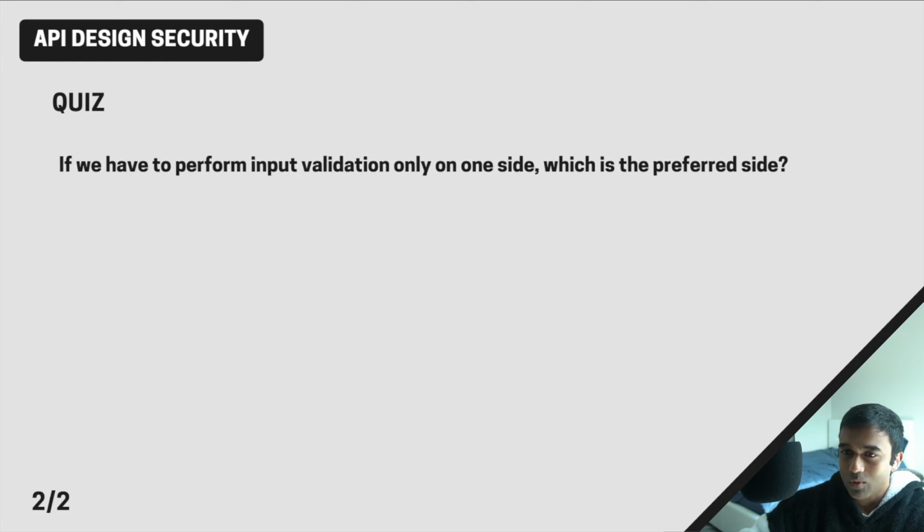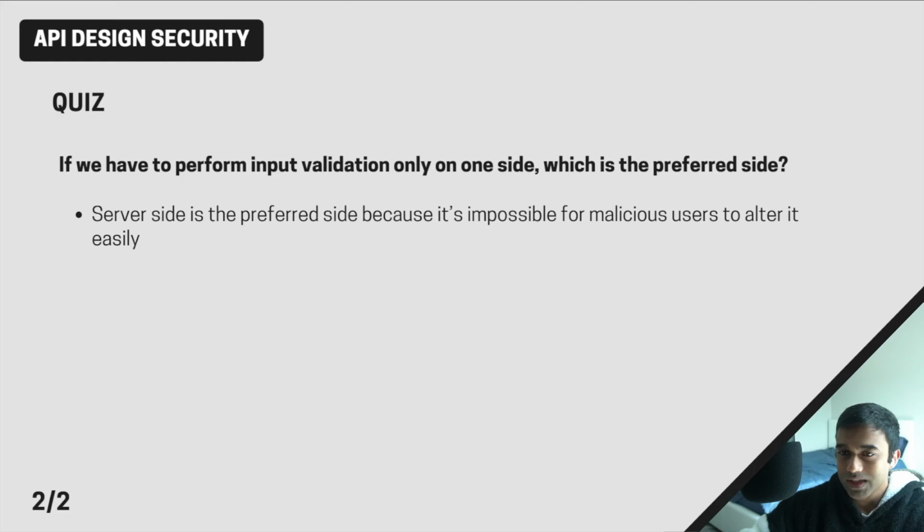If we have to perform input validation on only one side, which is the preferred side? Well, the server side is the preferred side because it's impossible for malicious users to alter it so easily, like we can do on the client side.